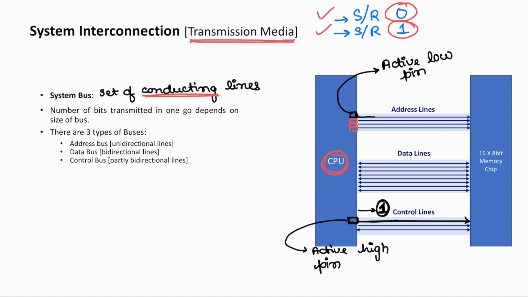So there are different types of pins, like active high and active low. There are various types of pins. We will discuss all types of pins in a dedicated session for the system bus.